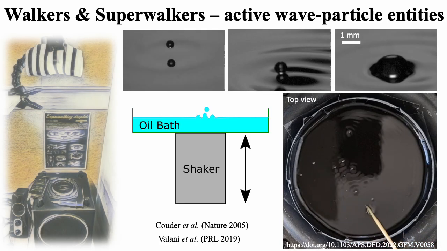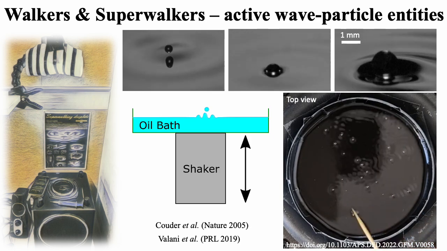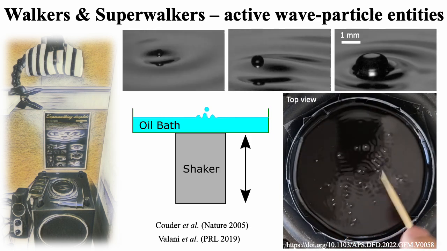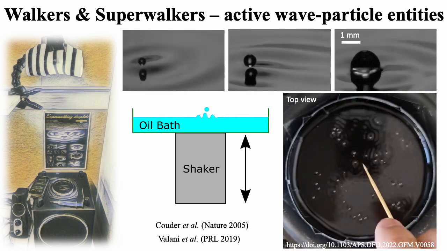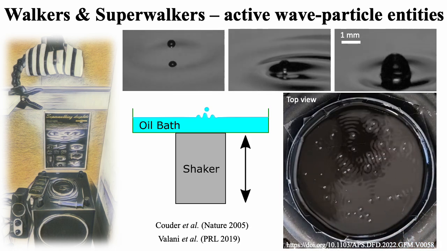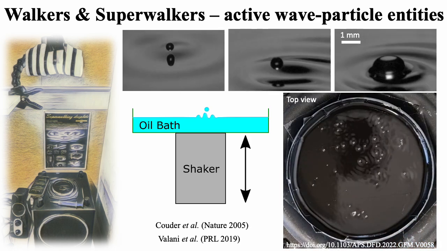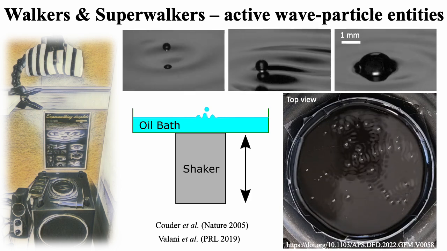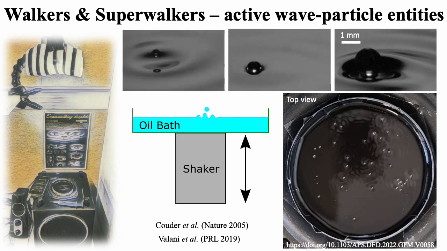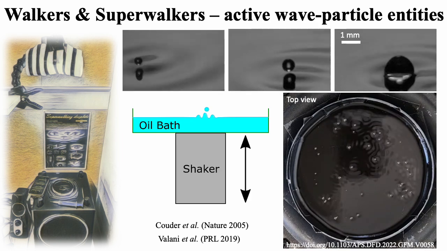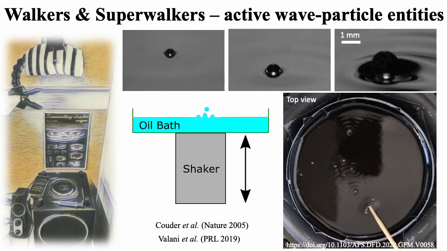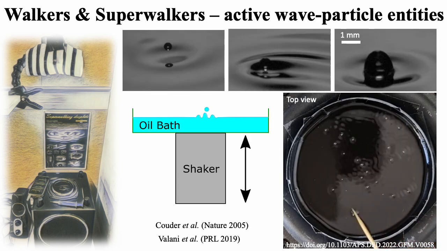If you take a container filled with silicon oil and you vibrate it vertically, then you can get a droplet of the same oil bouncing and walking on the liquid surface, as you see in the top videos. Each time the droplet bounces, it creates a little wave around itself. The droplet then interacts with these waves on subsequent bounces to propel itself horizontally.